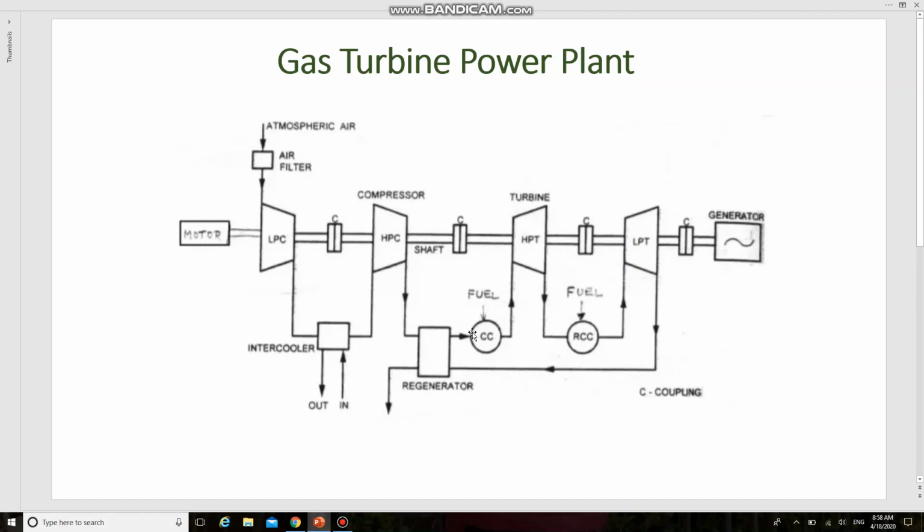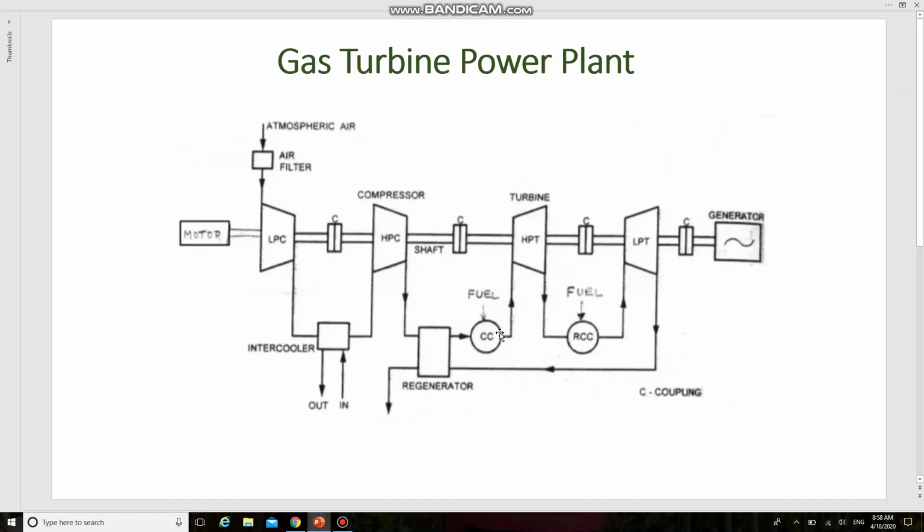Okay, next one is the combustion chamber. Hot air from the regenerator flows to the combustion chamber and fuel like coal, natural gas or kerosene is injected into the combustion chamber. After the fuel injection, combustion takes place. These high pressure, high temperature products of combustion are passed through the turbine.